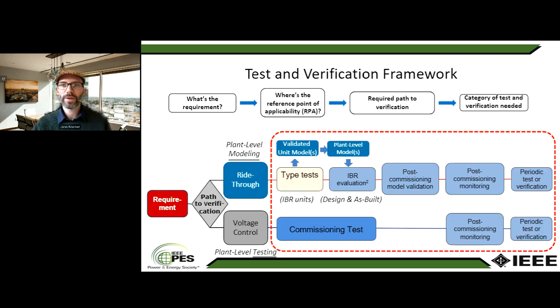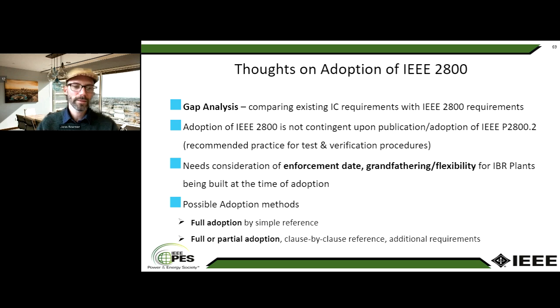This is a test and verification framework laid out in the standard. We will skip this for today, but get engaged in IEEE 2800.2 if you want to learn more about it or share your vision for how this can be fleshed out. And this brings us to the adoption of 2800, which really could start with the gap analysis of existing transmission planner interconnection requirements relative to the mandatory requirements specified in the standard.